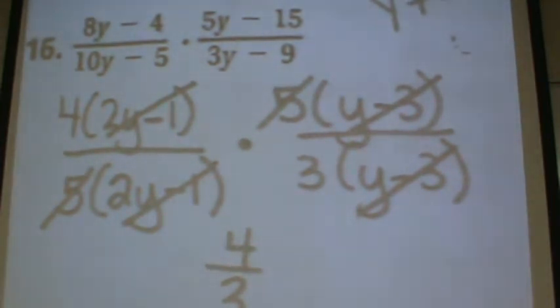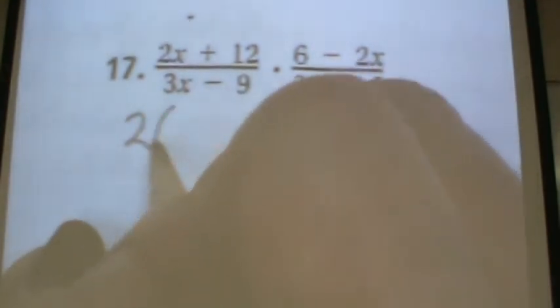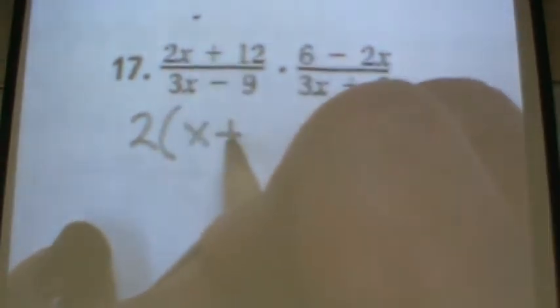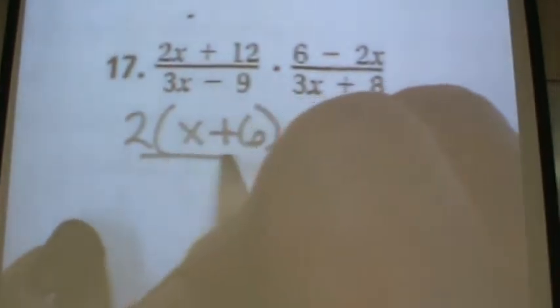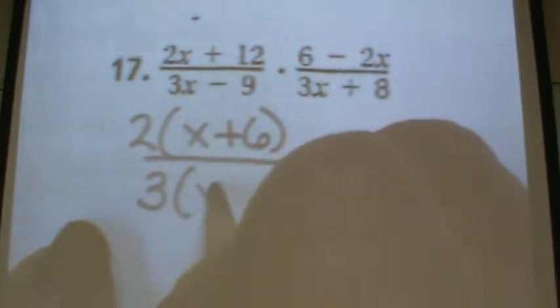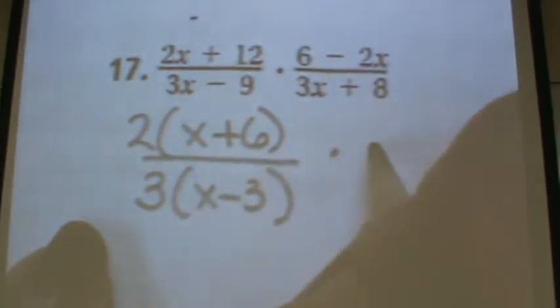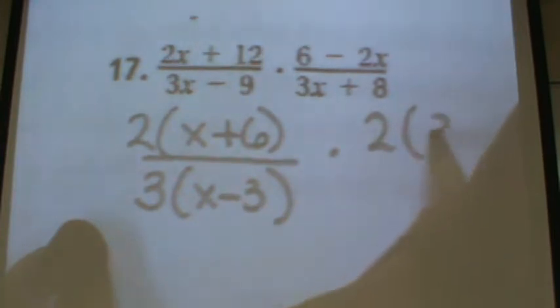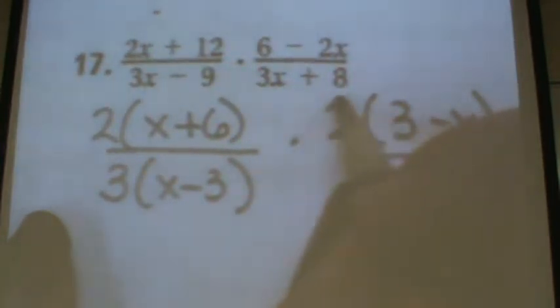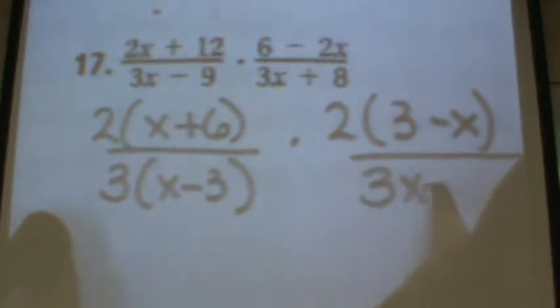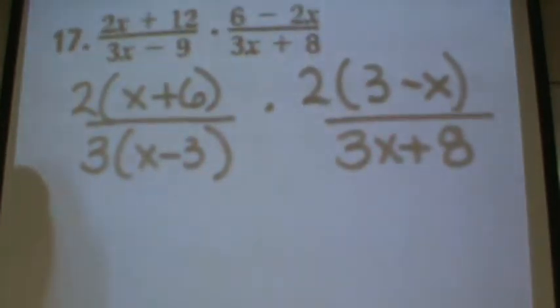Number 17. Take out a 2. Left with? What's left on the bottom? And I'm gonna take a 2 here, and nothing on the bottom here. 3x plus 8, that's kind of random.